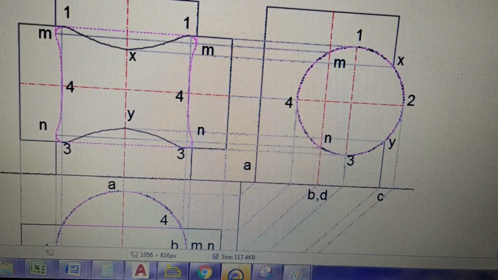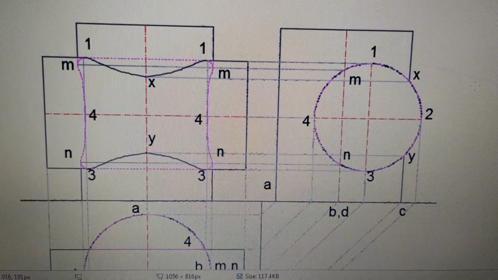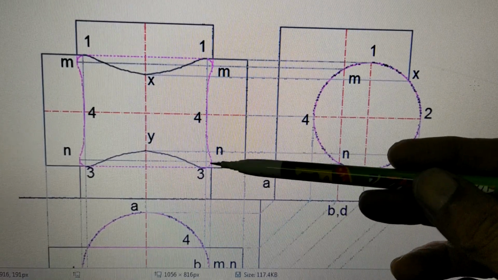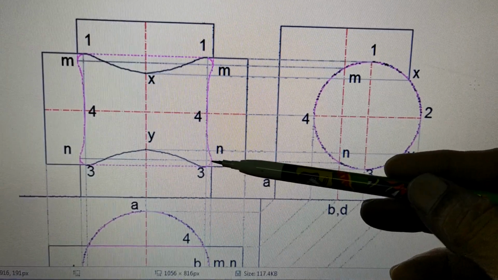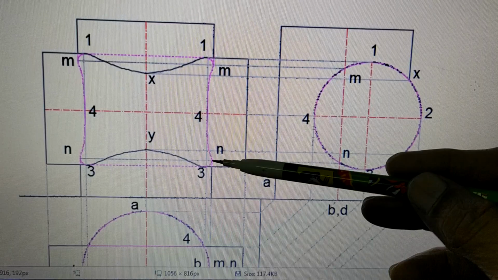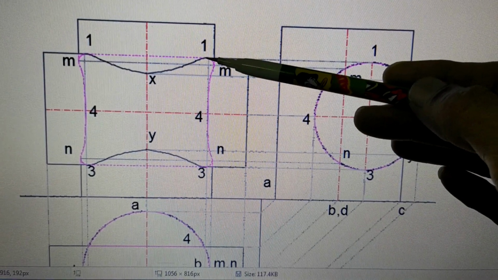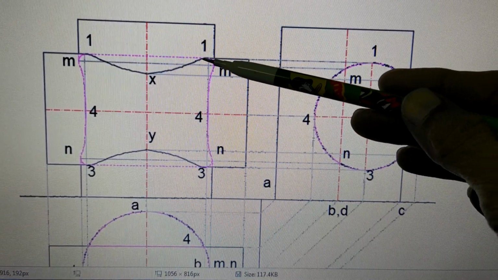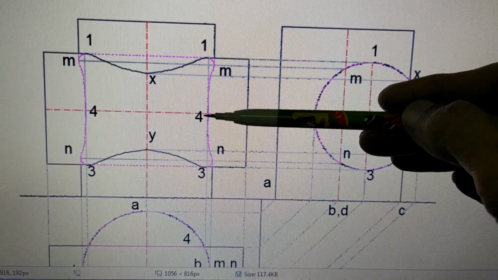So let us go much closer to the figure. When you come closer to the figure, what you will see is like this. You can see here at this place 3, n, this is 3, this is n, this is 4, this is m, and this is 1. So 3 to n to 4 to m to 1 rather.